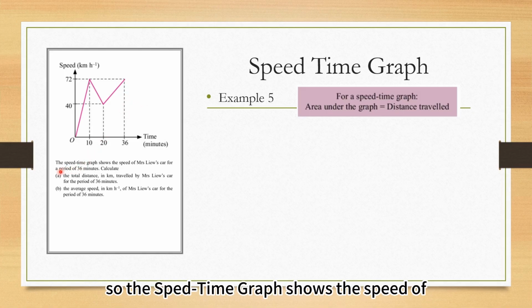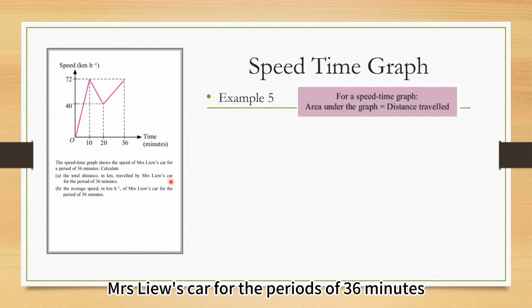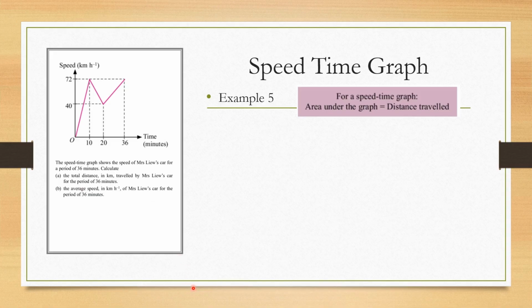The speed time graph shows the speed of Mrs. Liu's car for a period of 36 minutes. Calculate the total distance in km traveled by Mrs. Liu's car for the period of 36 minutes.